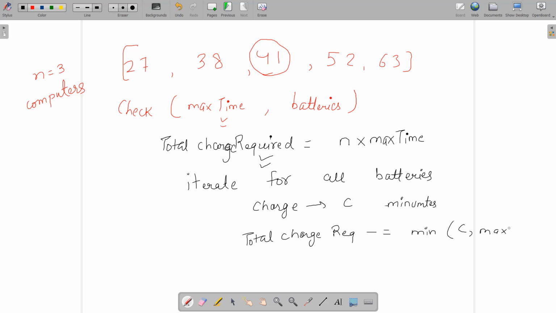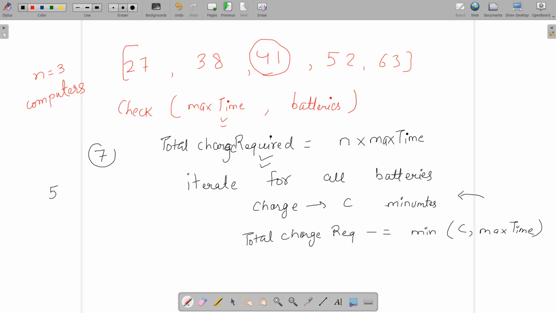First I will write it down, then I will explain why I have written this. The current battery gives us charge for C minutes, and I have taken min of C comma max time. Suppose the current battery gives charge for 5 minutes and I need to check for a max time of, let's say, 7 minutes.